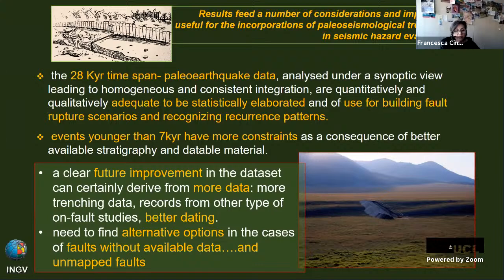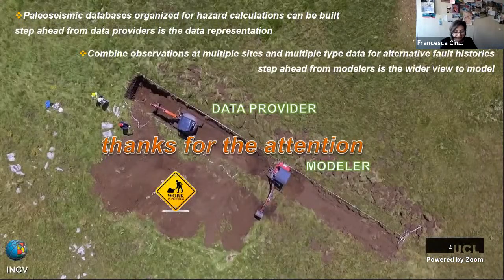And of course, we have to improve the dataset in the future, and we can certainly derive improvement from more data, more trenching data, but also other records from other types of studies, and better dating, definitely. And we also need to find alternative options in the cases of faults without available data, and also unmapped faults in the region. Thank you.